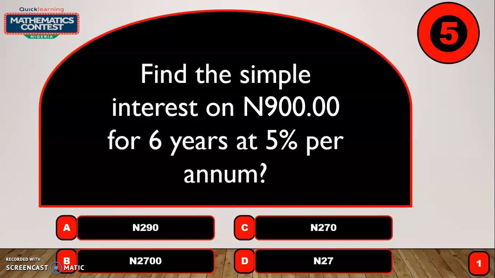So the best way to solve this, the question is about interest. I'm looking for interest. I'm given principal, rate and time. The fast way to solve this, I know interest is PRT over 100, so the 2 zeros in my denominator will cancel these 2 zeros here. So what I have left is 9 times 6 times 5. I'll do that fast. 9 times 6 times 5 will give me 270. So the answer is C. If you get that, a thumbs up for yourself. The next question is the same thing.